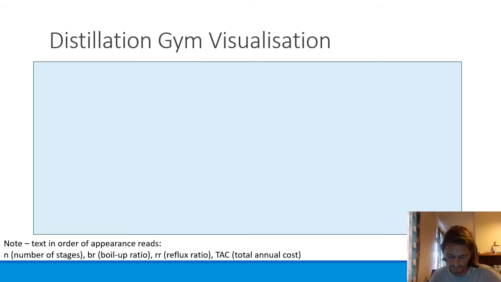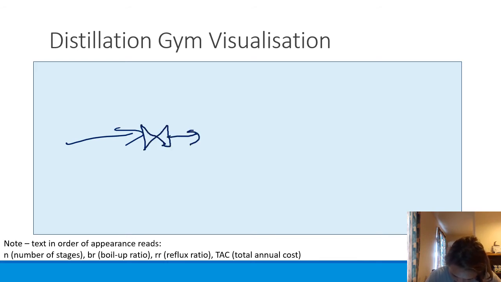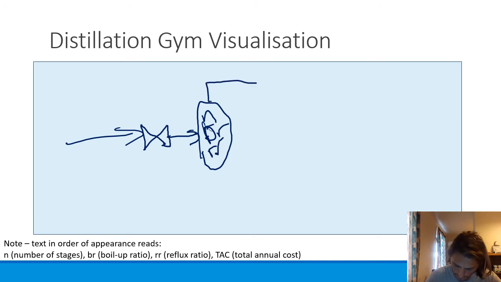So the process starts off with just a single user-defined stream. The agent then has to select whether or not to separate it. Let's say in this example it does choose to separate it. It then has to specify a column operating pressure. This is controlled by a valve before the column. And then it has to specify the number of stages of the column, the reboil ratio, and the reflux ratio. This results in two new streams being produced.